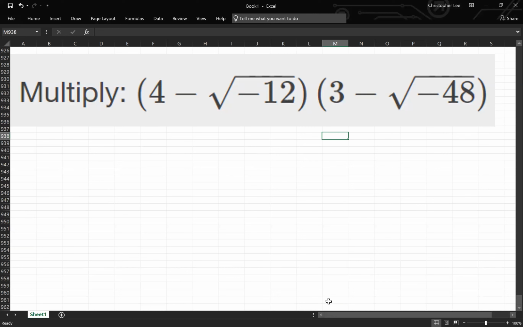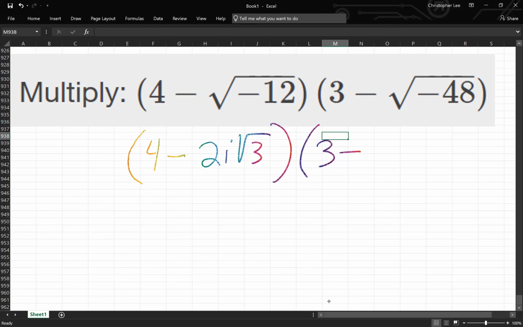All right, let's take a look. Want to distribute this, right? But before I could do that, gotta change it into the i's. So this is gonna become 4 minus, oof, what's that? 2i square root 3, just 4 times 3, and this is 3 minus, oof, what's that? 4i square root 3. And then just distribute it. And let's see what we get.